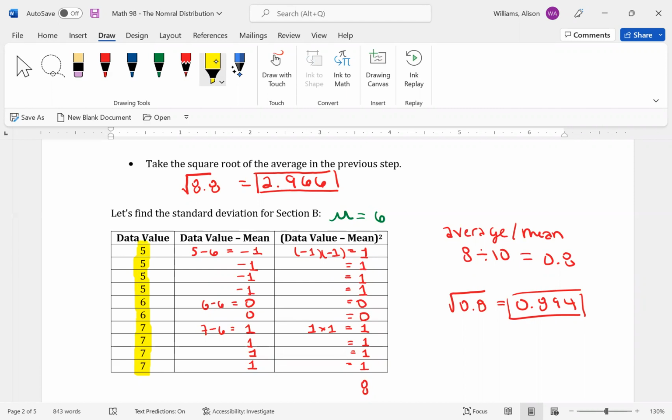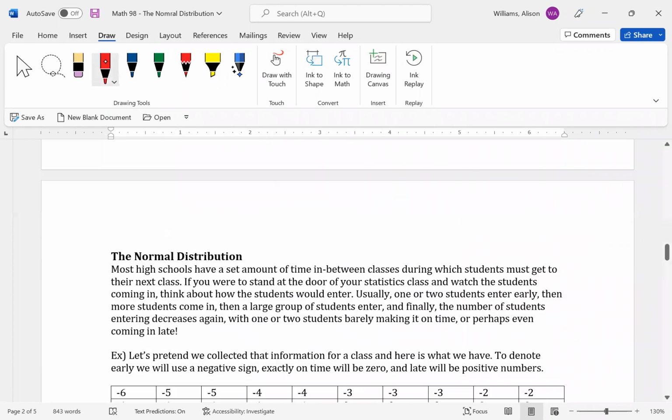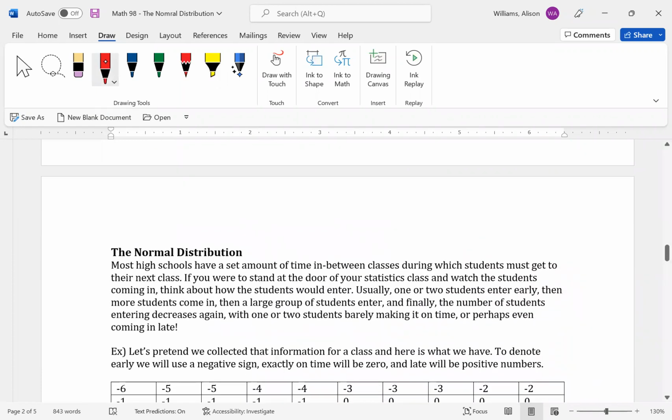Okay, so now that we kind of have this concept of standard deviation, we're going to finally introduce the normal distribution. So again, let's use an example. Most high schools have a set amount of time between classes, which students must get to their next class. If you were to stand at a door, watch the students come in, think about how the students would enter. Usually you get a few early, then more, then a large group, and then a few stragglers, okay? And some people are probably going to show up late.